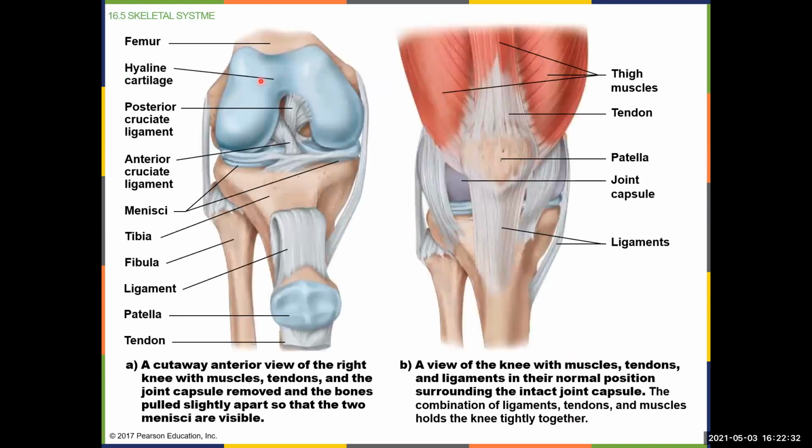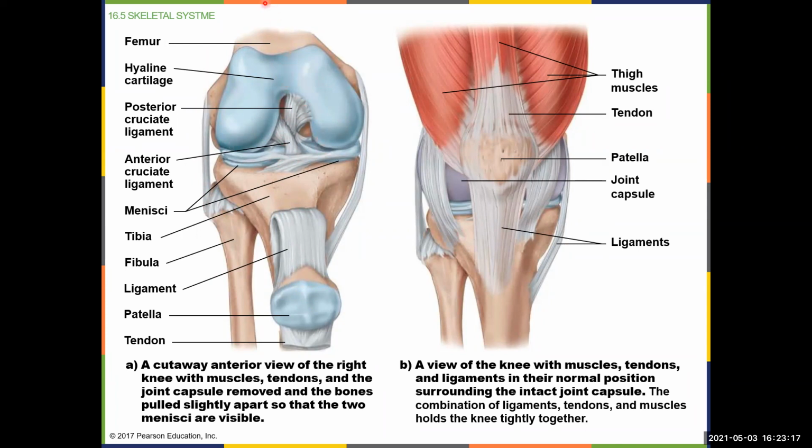So we have a synovial joint here. This is our knee. You have your femur, and your hyaline cartilage is helping with that cushion. You have a bunch of ligaments in here, so that's bone to bone connection. You have your patella, your tibia, and then your fibula. Again, notice all of the ligaments.